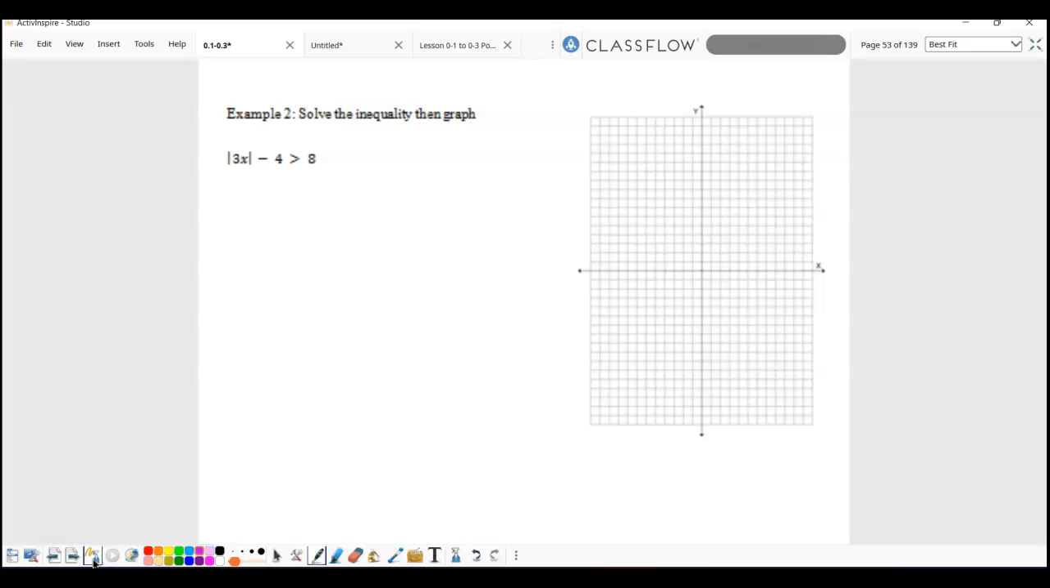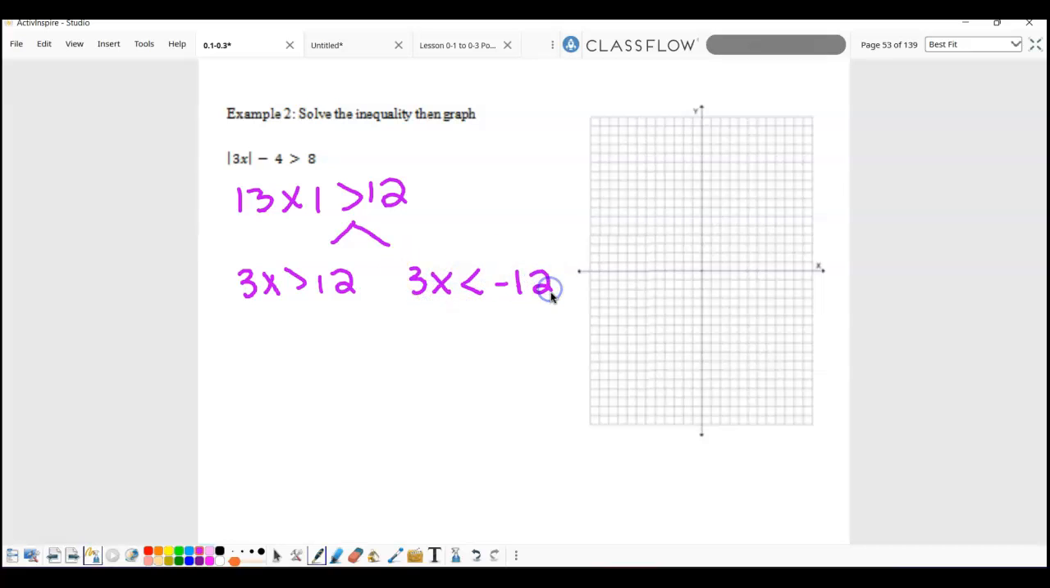So the inequality, again, these are on your handout. The absolute value of 3x needs to be isolated. So the first move is to move over the 4, so you get 12. Then you go to the point where the absolute value has to be split because you can have the positive or the negative. So 3x must be greater than 12, or 3x is going to be less than -12.